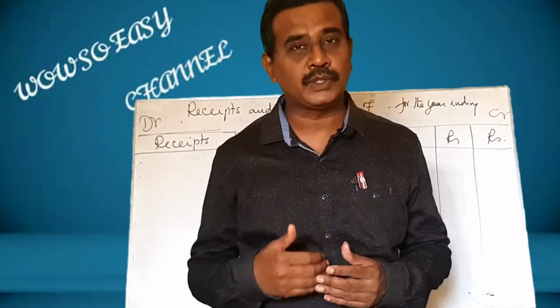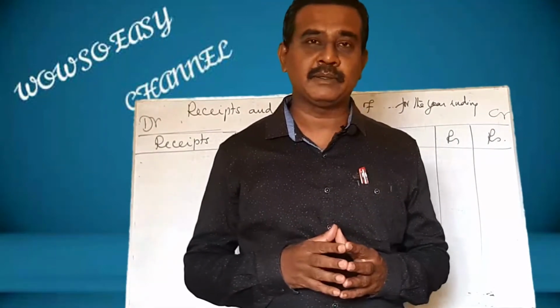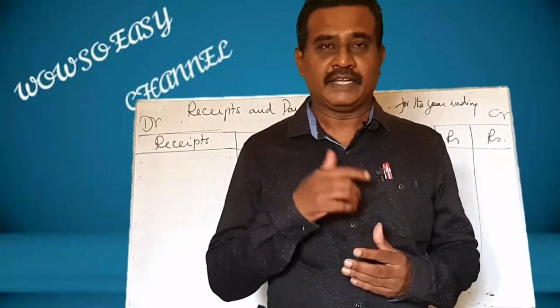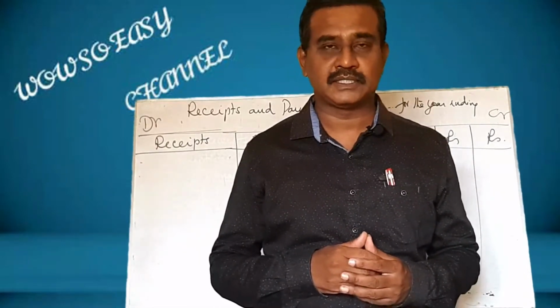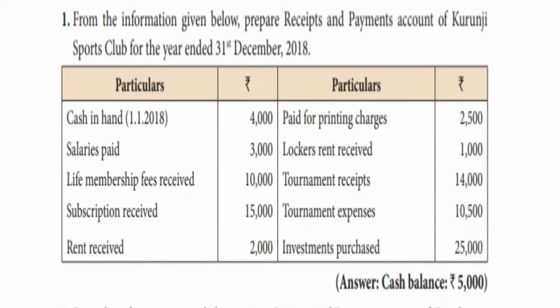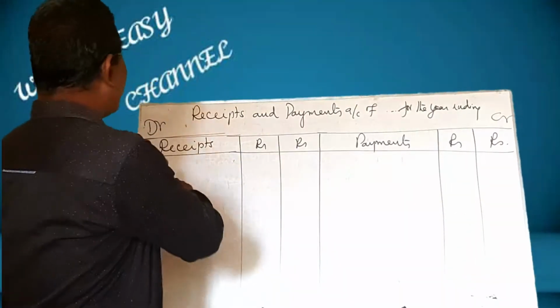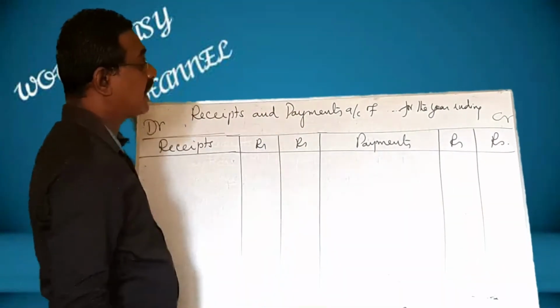Today, let us go to the problems and take Problem 1 given on page number 71. Now, let us analyze the problem first. From the following information given below, prepare the receipts and payments account of Kurunji Sports Club for the year ended 31st December 2018. See, this is the format of the receipts and payments account.